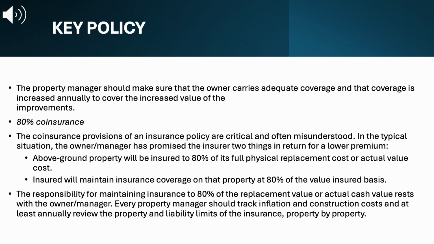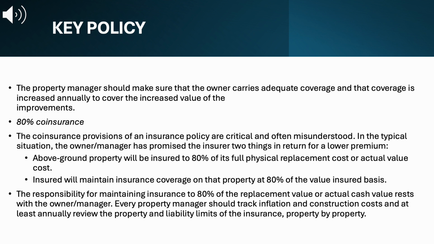80% co-insurance. The co-insurance provisions of an insurance policy are critical and often misunderstood. In the typical situation, the owner-manager has promised the insurer two things in return for a lower premium. Above-ground property will be insured to 80% of its full physical replacement cost or actual value cost. Insured will maintain insurance coverage on that property at 80% of the value insured basis. The responsibility for maintaining insurance to 80% of the replacement value or actual cash value rests with the owner-manager.